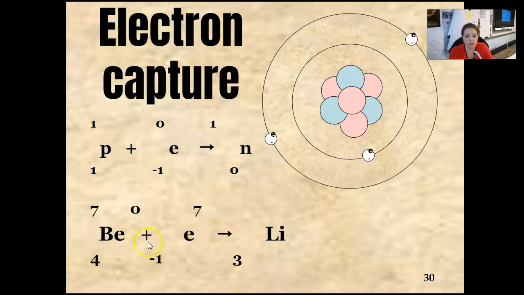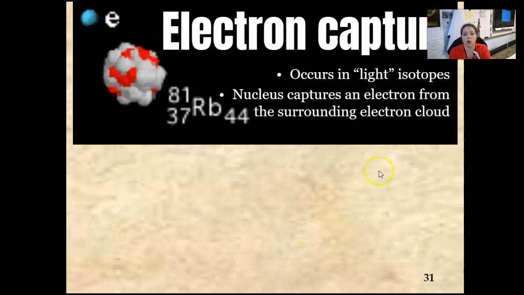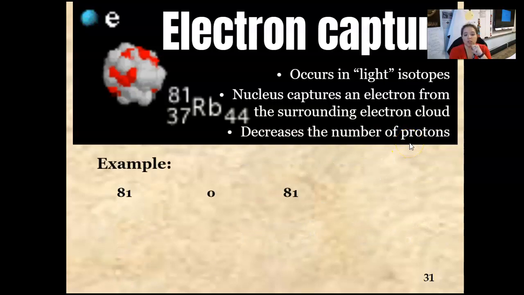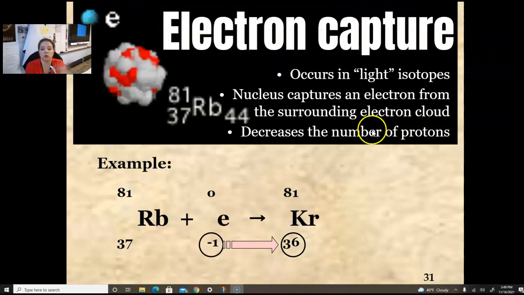All right, so looking at this, sorry about this, this should be a little bit more over. So beryllium is going to pull in one of the electrons, keeping the same amount of mass, but because we're getting rid of a proton, making it a neutron, it's going to turn into lithium. And this is electron capture. These are the lighter isotopes. The nucleus captures an electron from the surrounding electron cloud and it decreases the number of protons. So we did see this. This is the electron capture.